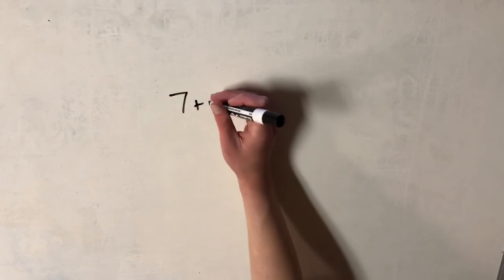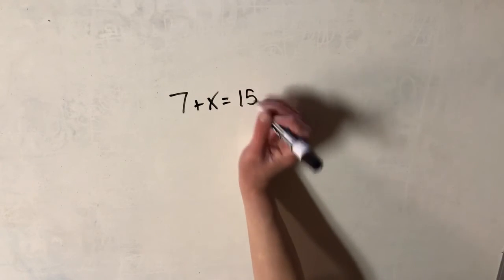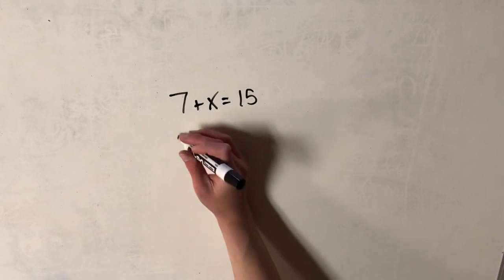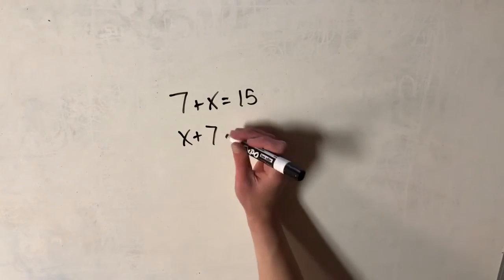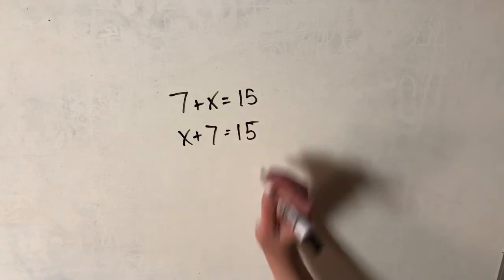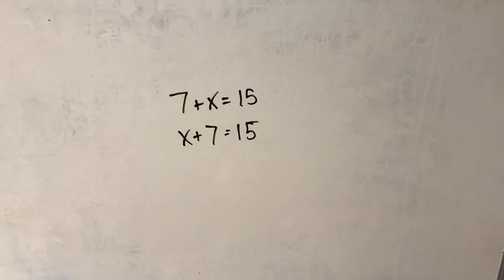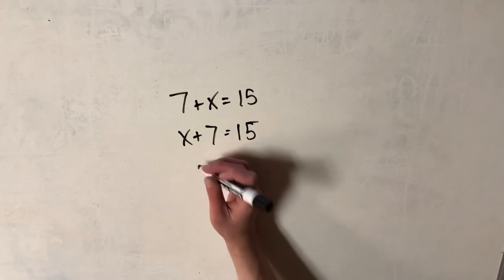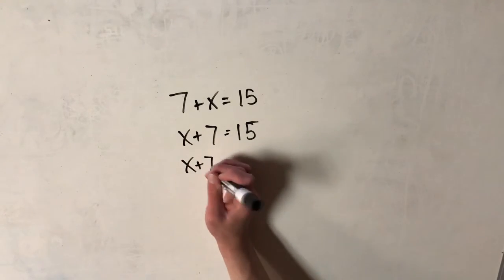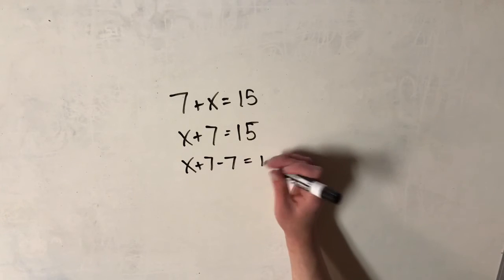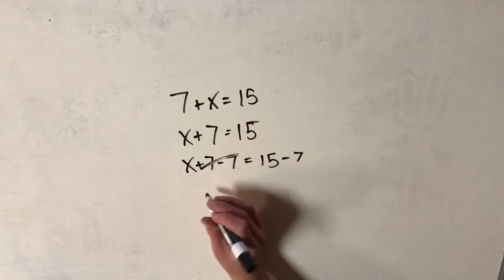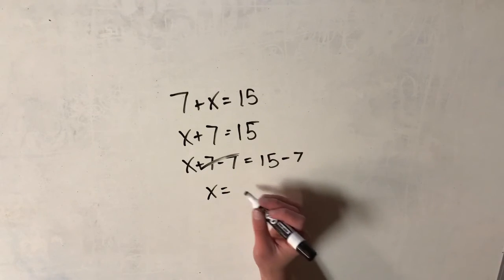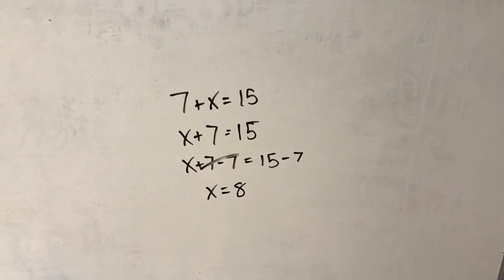Seven plus x equals 15. It's plus, however, you can see the x is modifying the 7, but you can just rewrite this as x plus 7 equals 15 if that confuses you. And then it's plus 7, so you're going to do the opposite of that. So that would be subtraction. So you're going to subtract 7 from both sides. Those cancel to have x. And 15 minus 7 is 8. So x equals 8.